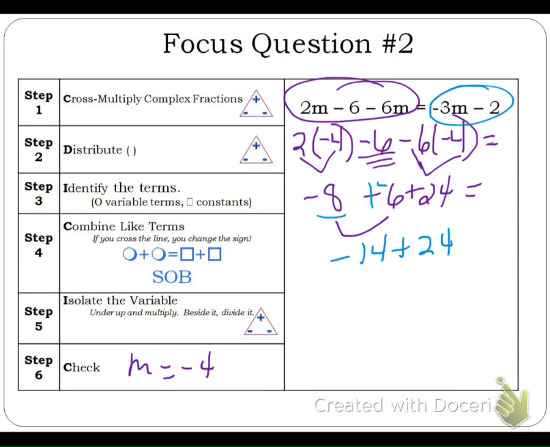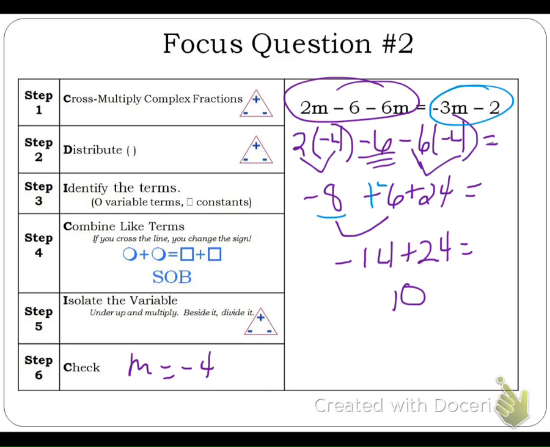Oops, sorry, I didn't mean to do that in blue because I said I was going to do the other side of the equation in blue. So what would we say, negative 14 plus 24, because we're still working on the left-hand side of the equation. And negative 14 and positive 24 are opposite signs, so you have to subtract. But the bigger sign wins, so you get a positive 10.